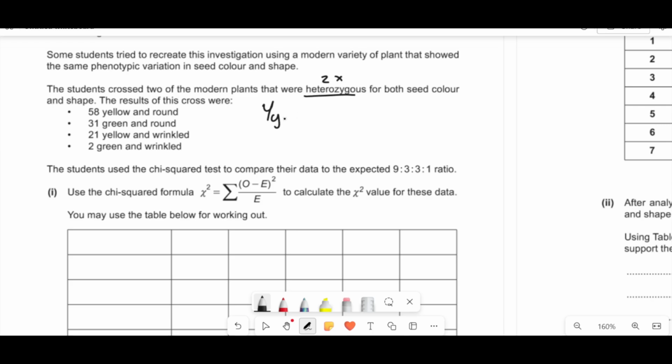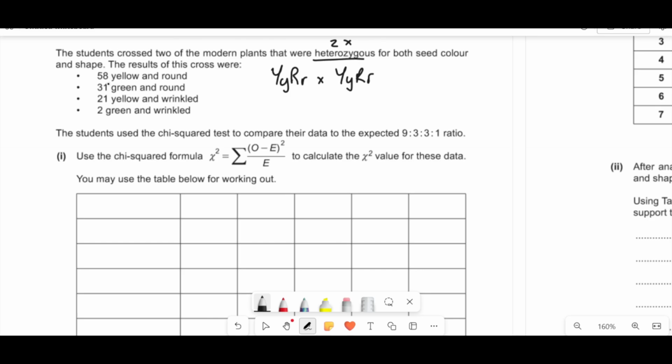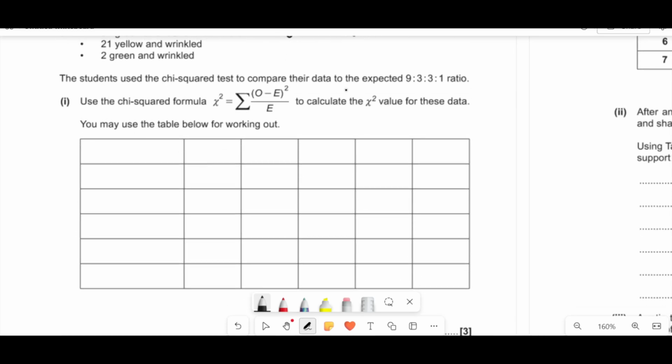So that's going to be this times also crossed with this. Okay, that was what you would expect to give you your 9:3:1. The results of this cross were this. So it says here, they used the chi-square test to compare their data to the expected 9:3:1 ratio. Use this formula and the table for working out.